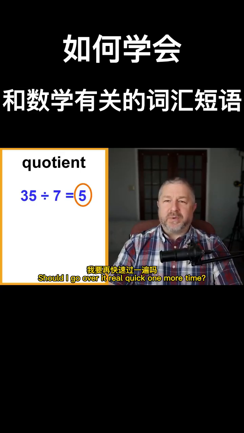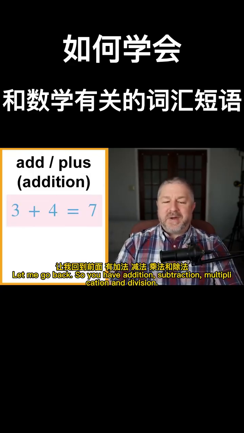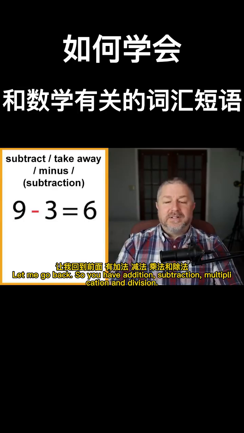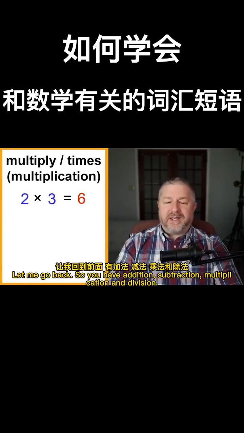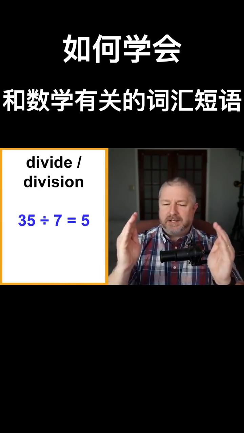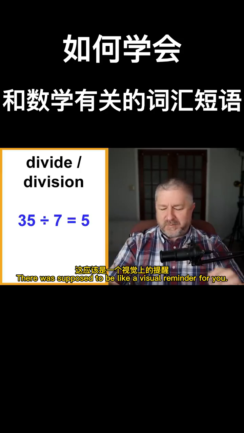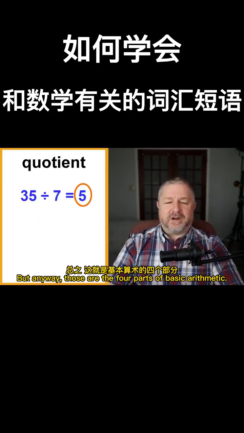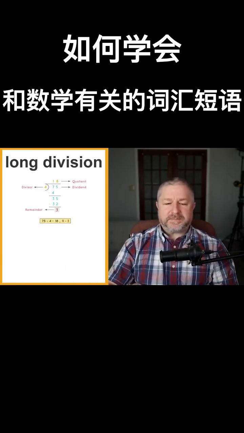So that was your basic arithmetic. Should I go over it real quick one more time? No, let's just move on. No, let me go back. So you have addition, subtraction, multiplication, and division. I'm not sure why I didn't put division in brackets. There was supposed to be a visual reminder for you. But anyways, those are the 4 parts of basic arithmetic.